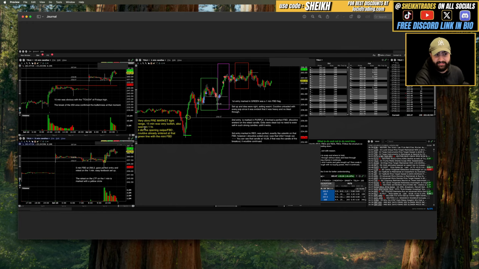Very obvious. Pre-market tight range. 15 minutes was very bullish. Also seen on the 1 hour. It did the opening swipe. FBD, could have already entered at that green line with a mini FBD. As you could see, what do I write? I'm annotating things for myself.